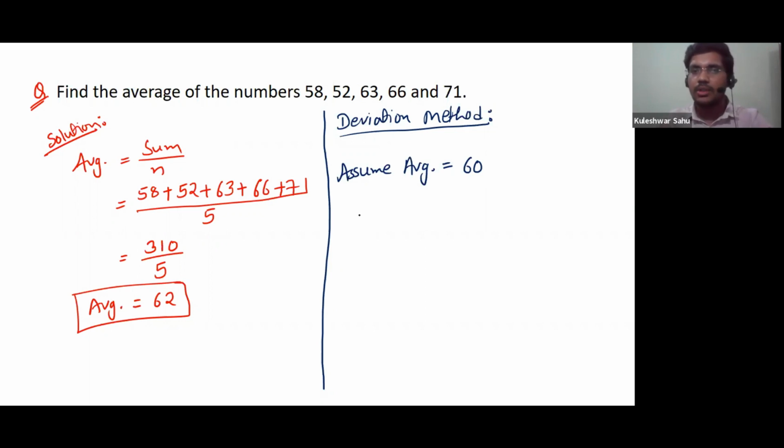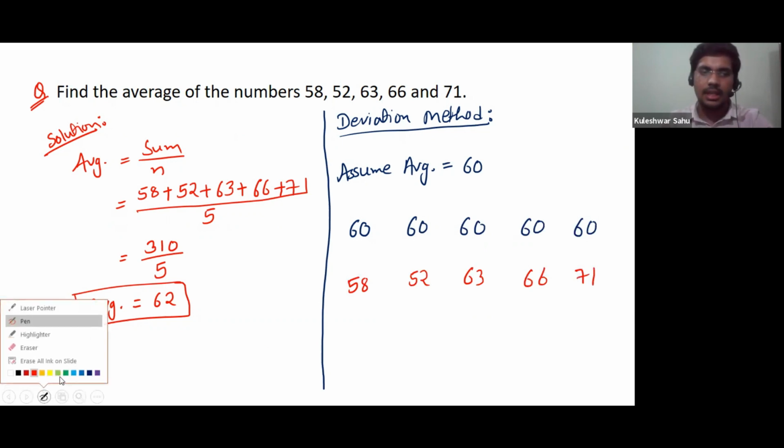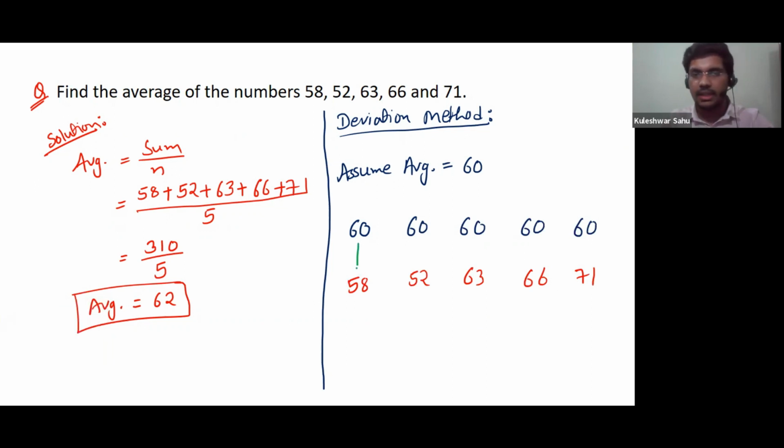Now, once you have assumed the average, we already know that average is nothing but equal distribution. That means if I'm assuming that the average is 60, I'm assuming that I have distributed 60, 60, 60, 60, and 60 to each and every member. But as we can see, the given numbers are not 60, they are 58, 52, 63, 66, and 71. So definitely these numbers are deviated by some value from 60. So let's find the deviations.